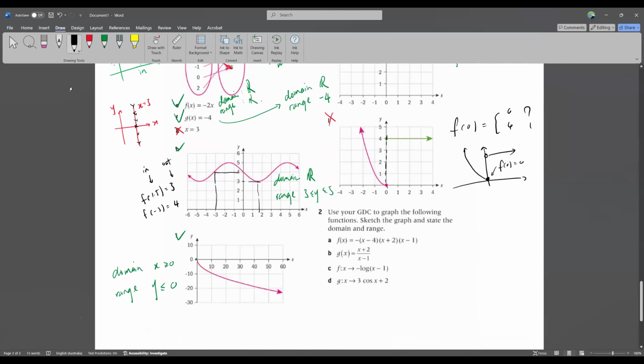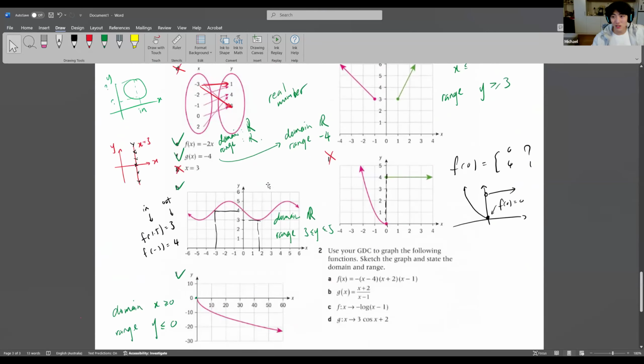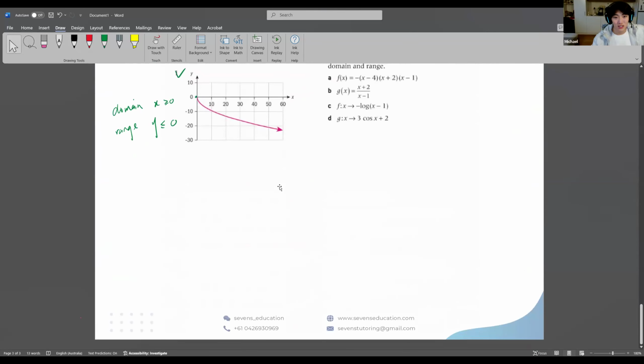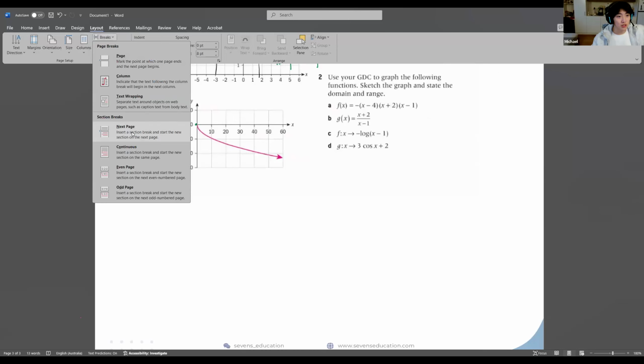All right, cool. We use a graphic calculator. Yeah, can't be bothered with that. We move on. Any questions before we move on? No. All right, cool. This is pretty good about domain and range.